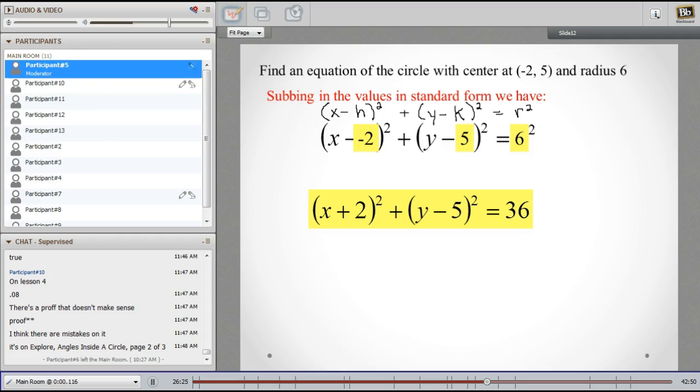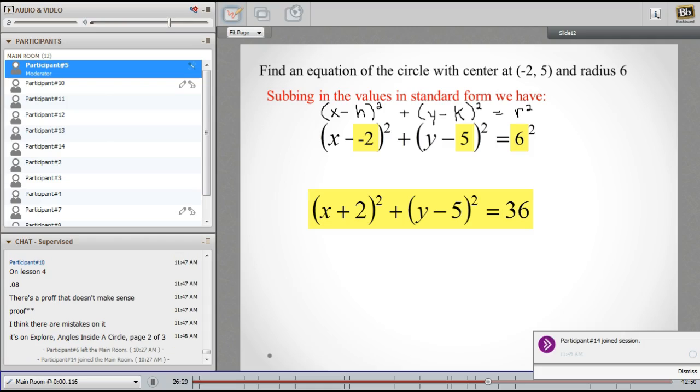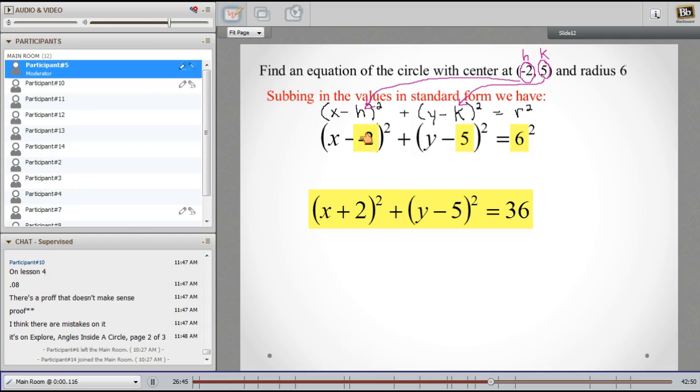Thank you very much. Okay, so our h value is just the x value of the center point, and k is the y value of the center point. So we're going to put -2 in for h and 5 in for k, and that's how they arrive here. So again, just be careful. h is a -2. So you have x minus a -2, which becomes x plus 2.